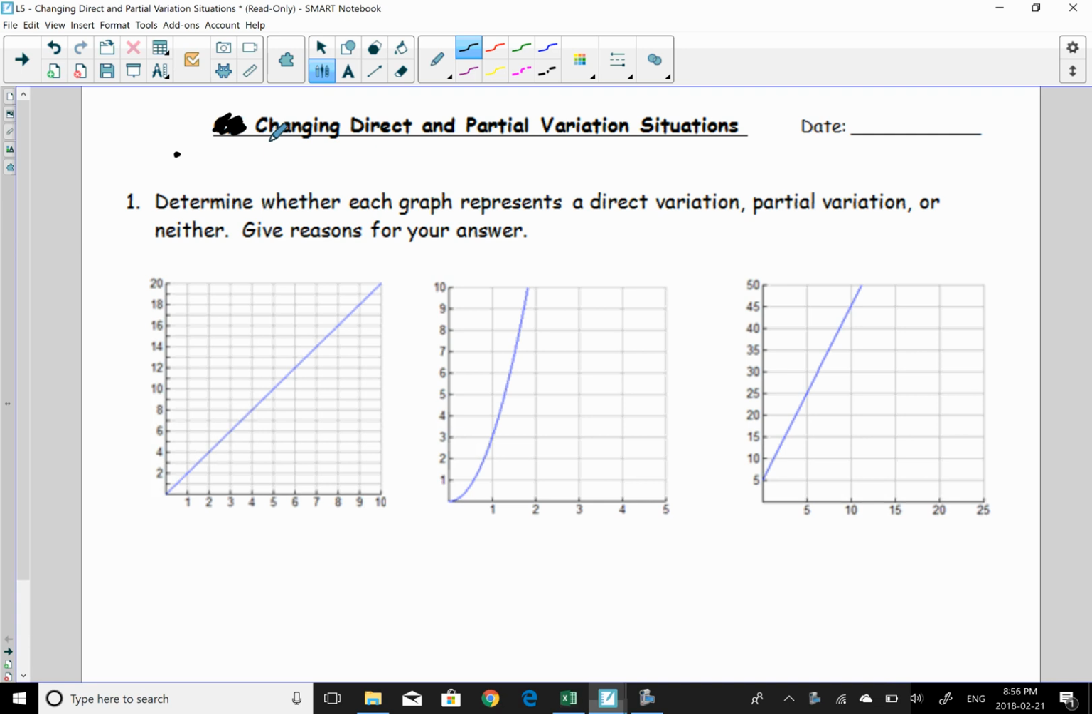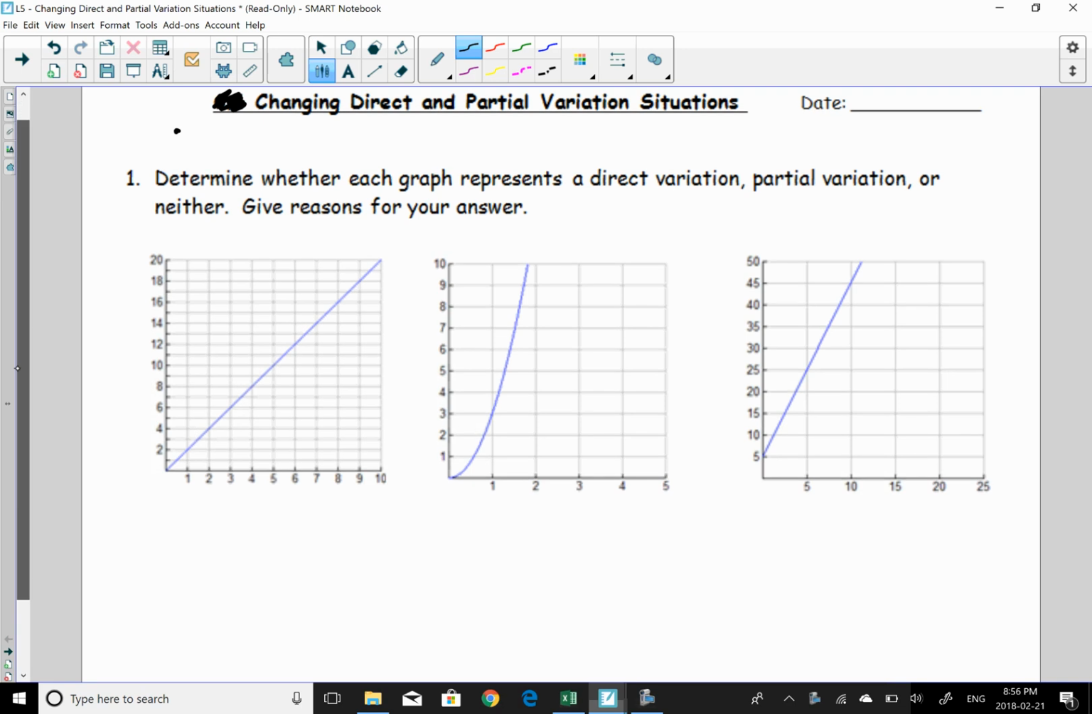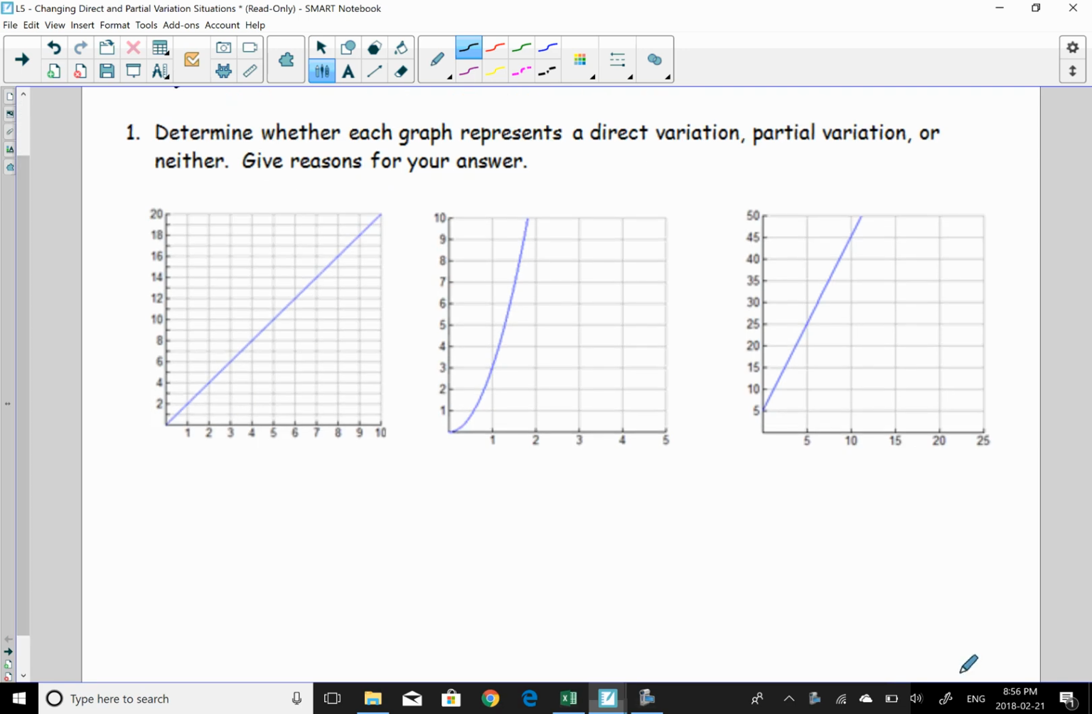In this video, we're going to go through changing direct and partial variation situations. So we're going to look at various examples, talk about partial and direct variation, come up with equations. Okay. So in example 1, it says determine whether each graph represents a direct variation or partial variation or neither. Give some reasons for your answer.